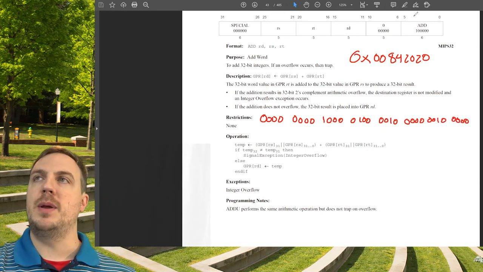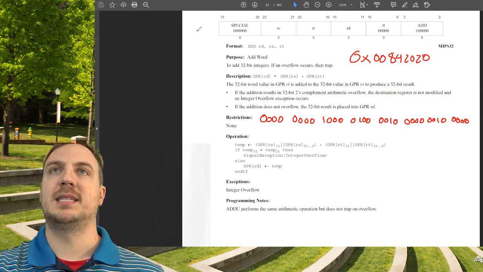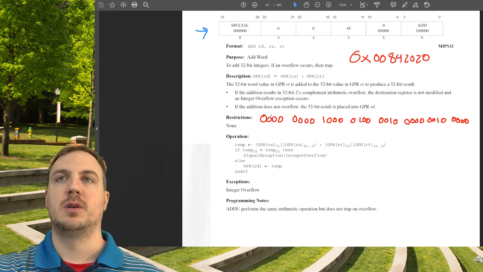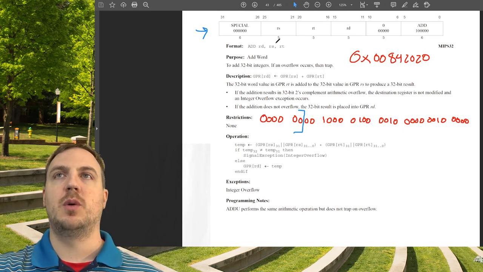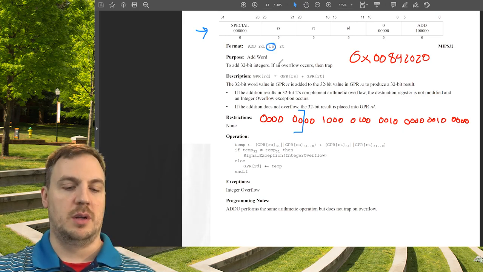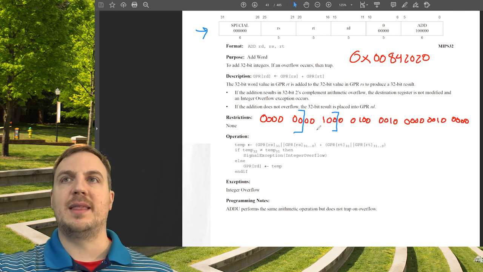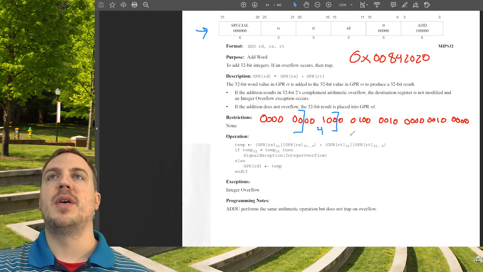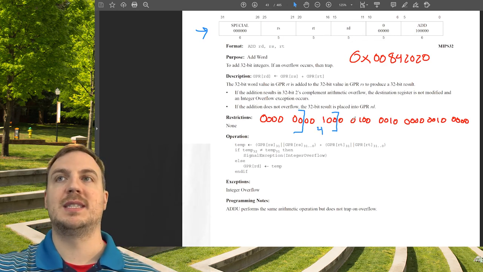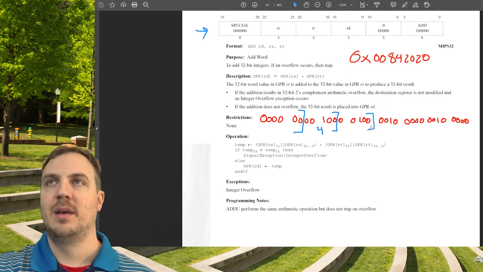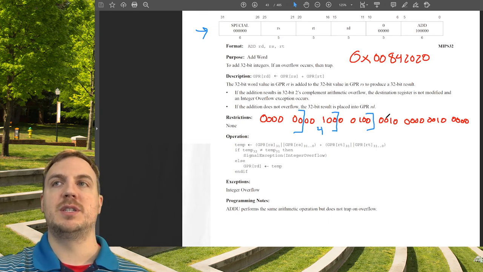Okay? So now what we need to do is break this up into the fields that this diagram is showing us. For the first 6 bits, that's going to be our opcode. So 1, 2, 3, 4, 5, and 6. The next 5 bits is going to be our left-hand source register called RS. So 00100. If you look at that, that's actually the value 4. And then the next 5 bits is going to be RT, which is the right-hand source register. 1, 2, 3, 4, 5. And then the next 5 bits is going to be RD, which is the destination register.